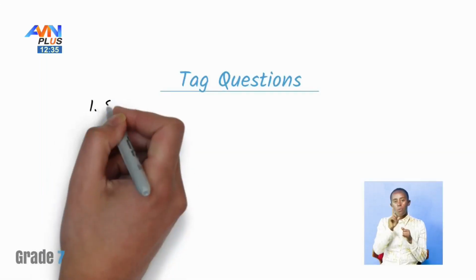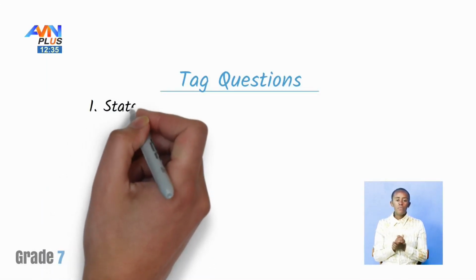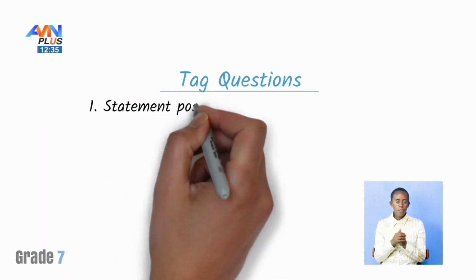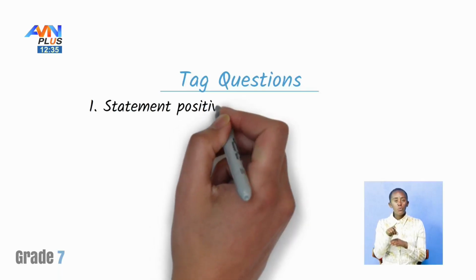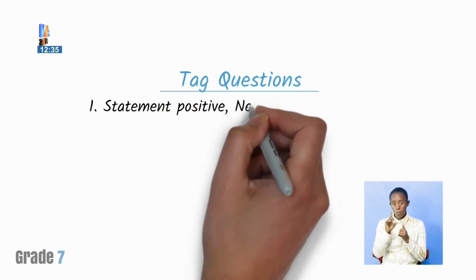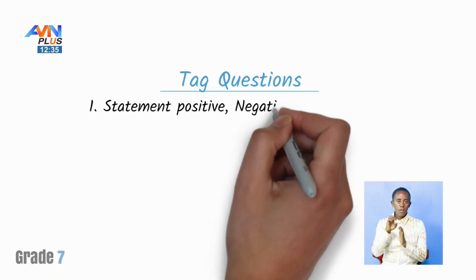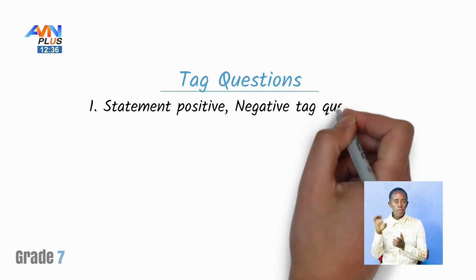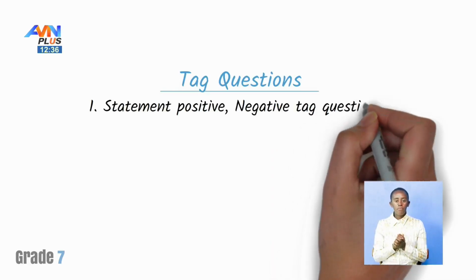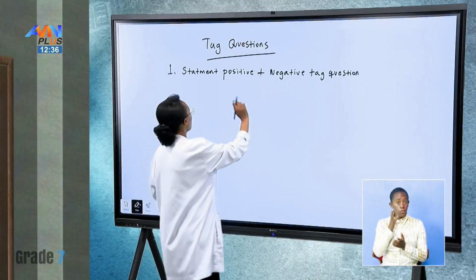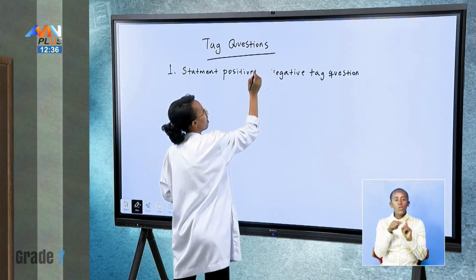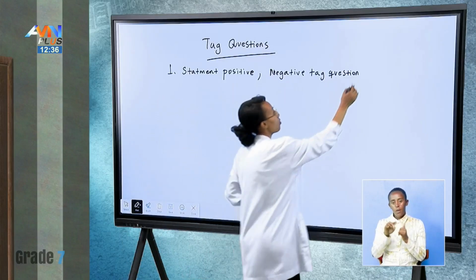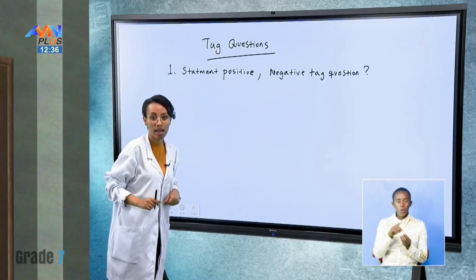The first one is, if the statement is positive, what comes after it should be what? Our tag question has to be negative. Negative tag question. So, don't forget: positive statement, and then we have a comma, and then we have a negative tag question. We also have a question mark at the end. Let's give an example.